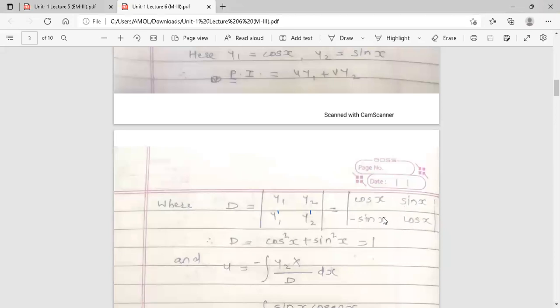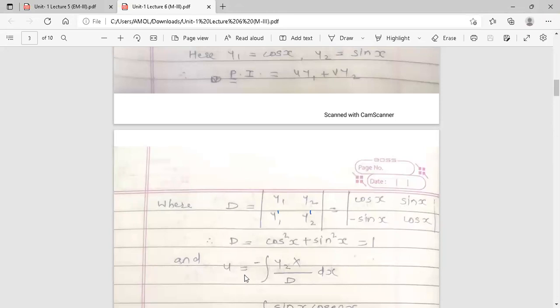So you solve this determinant. Cos x into cos x is cos square x, minus the second term, sin x into minus sin x, which is minus sin square x. So minus minus plus. So cos square x plus sin square x is equal to 1. So the value of d is 1.